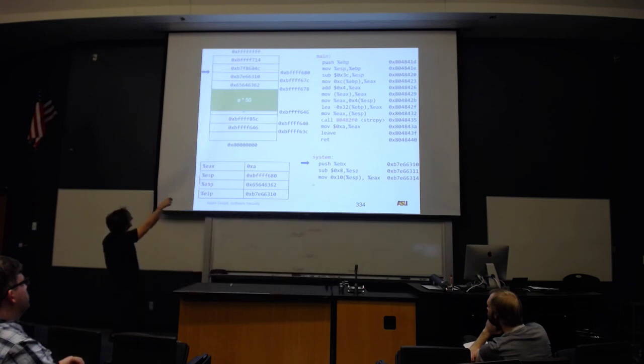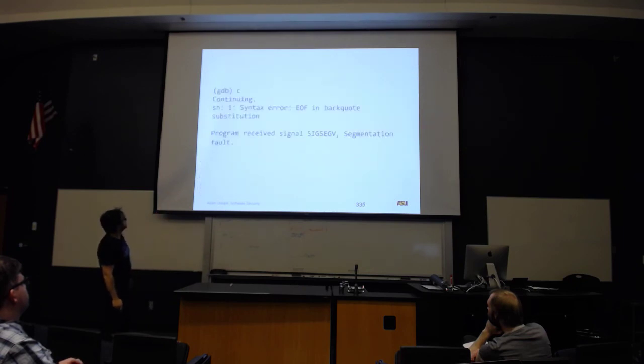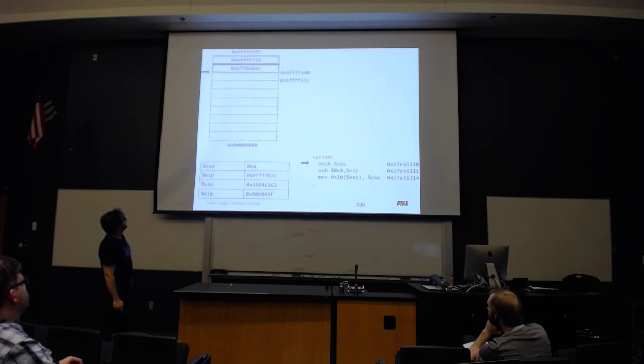The stack got messed up because we forgot that system expects a return address to be the next thing. And so when we put our bin.sh right after the address of system, then when system looks at the argument, it looks at this BFFF in the argument, and it's no good. So we do it right.